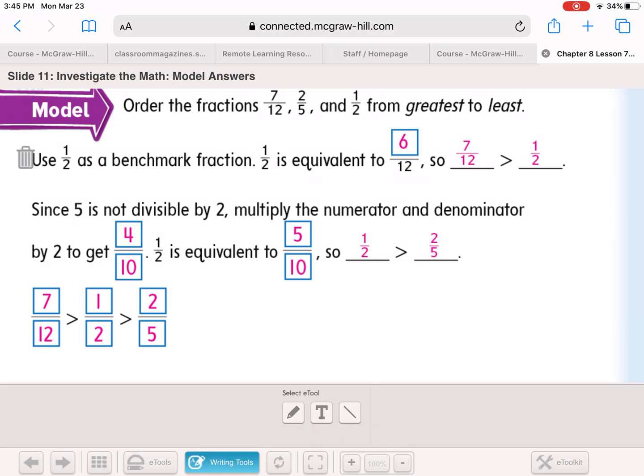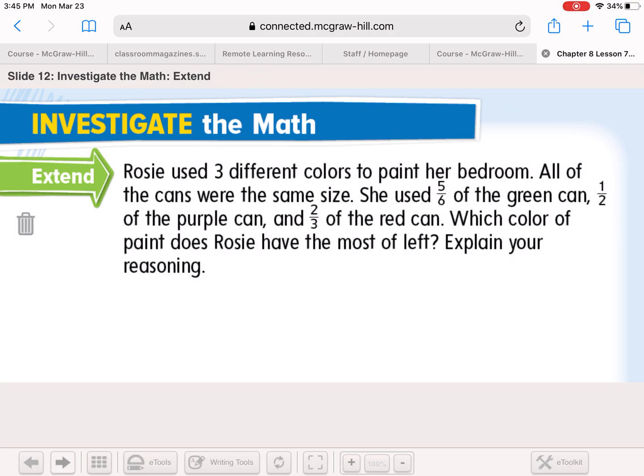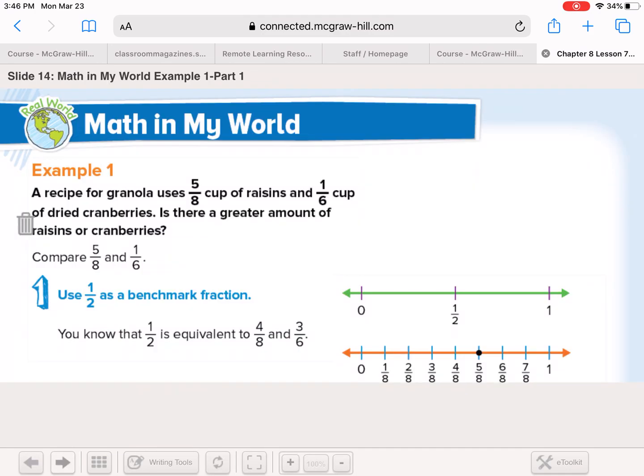Here, I'm going to show you. I would not do that. I would do something else. Maybe go to 2/4. I don't know. I don't think that works. But we know that 7/12 is greater than 1/2 and 2/5 is less than 1/2. I know that's confusing. I get it. I'm going to skip the extend today because we have a lot to do. So I don't want to get hung up on that.